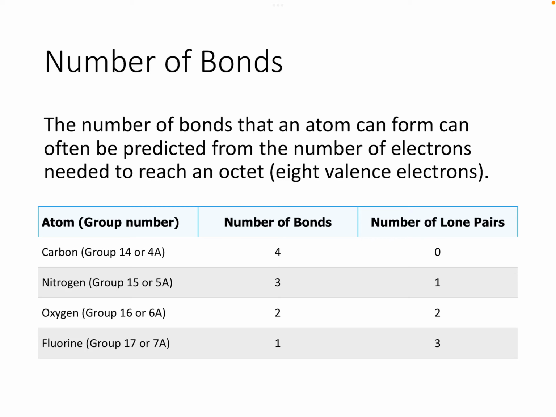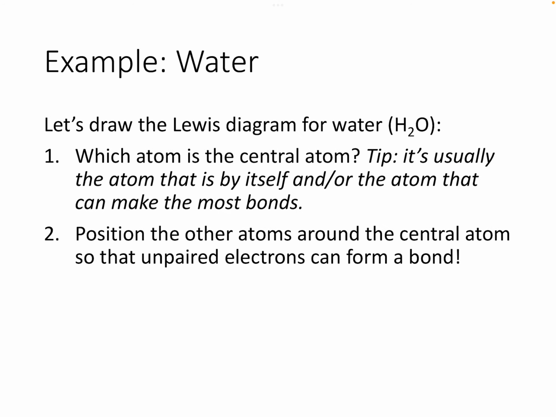Hello! In this video, we're going to look at some more complex molecules and how to draw their Lewis diagrams. So one thing that's going to be really handy moving forward is figuring out the number of bonds that an atom can form. And this can be predicted from the number of electrons that they need to reach an octet, or 8 valence electrons. So let's look at carbon first.